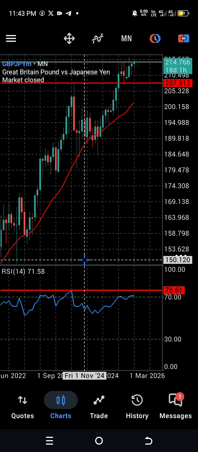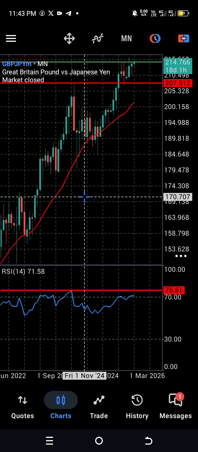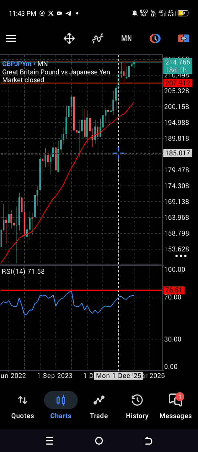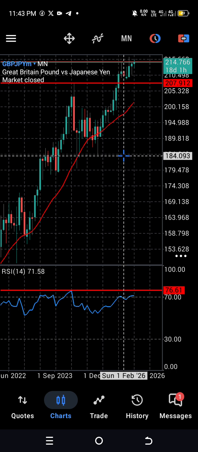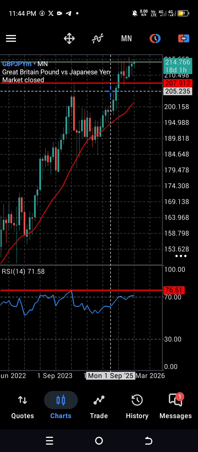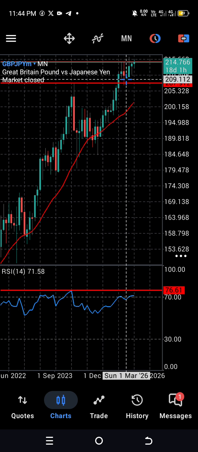So all you need to do, like I said, if you see a sell signal, you wait for a bearish candle, a candle that closes bearish on the monthly time frame first. When you see a candle that closes bearish on the monthly time frame first, before you now place a sell. In this case now, the market closed and opened at this level. You can place your sell here.